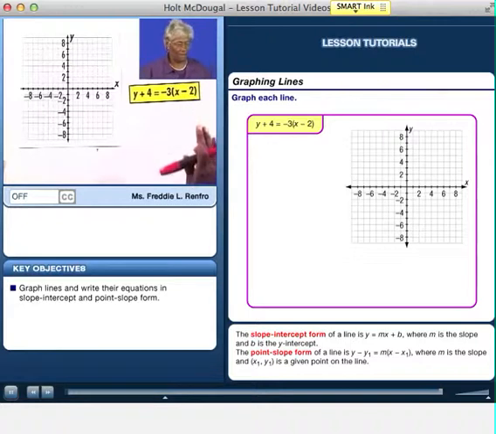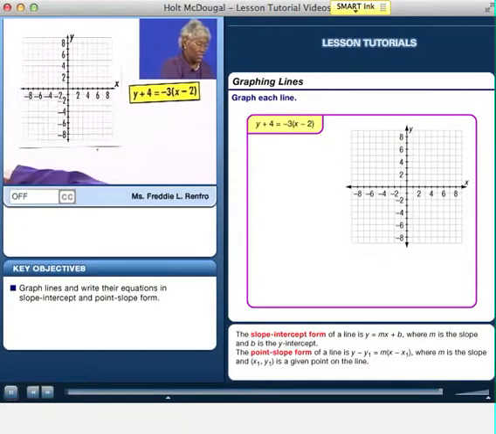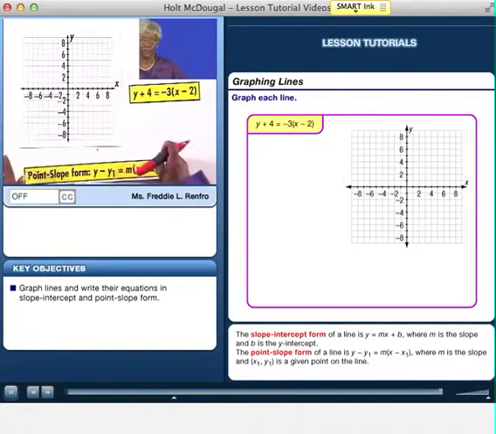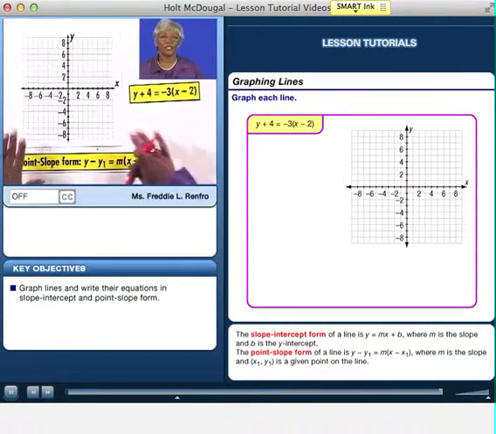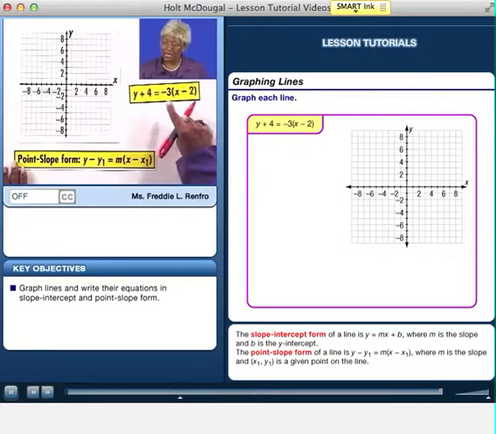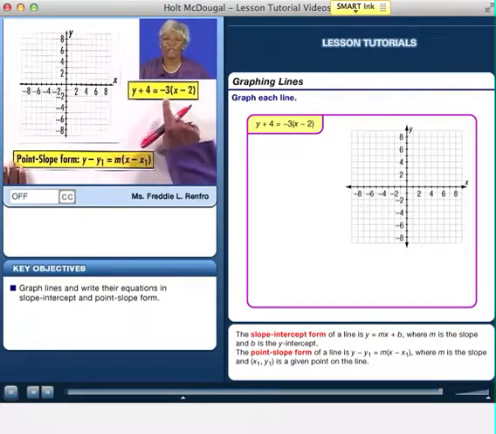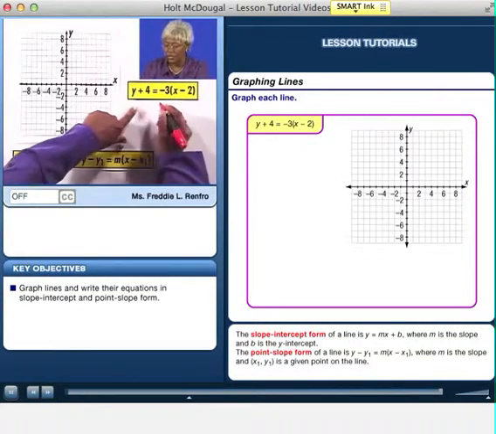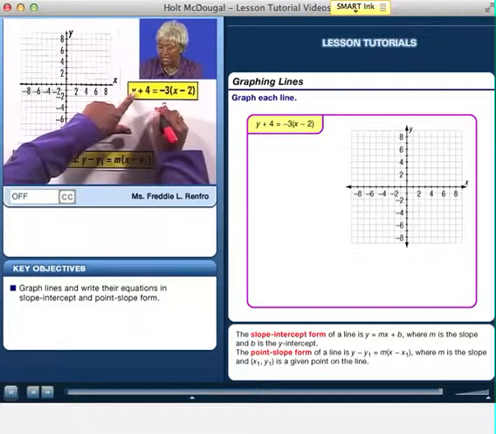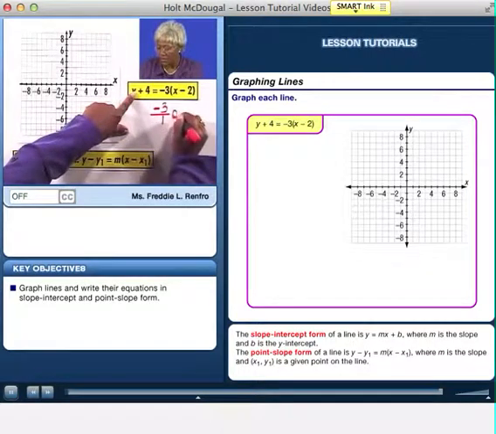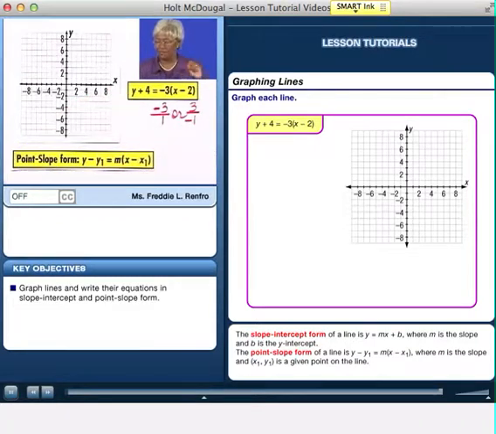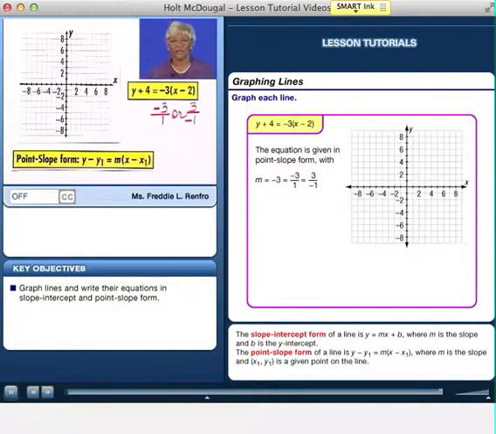Okay. Now, this equation is given in the point-slope form. In this case, the slope is -3. Now, remember, you can write the slope as -3 over +1, or you can write it as 3 over -1. Same thing. We still get -3.